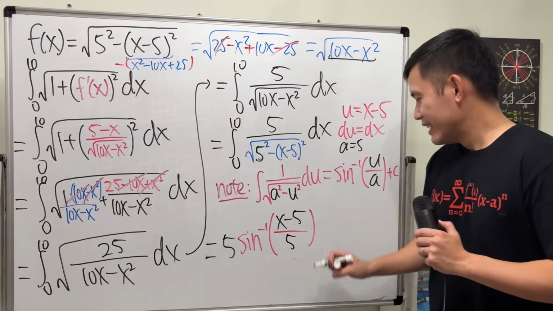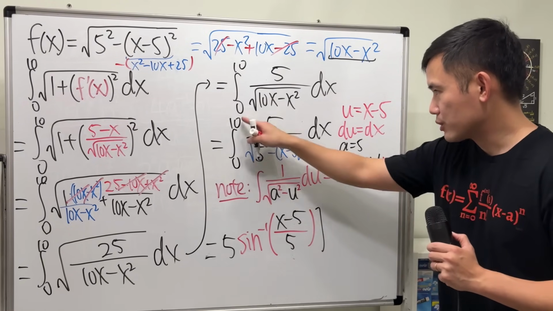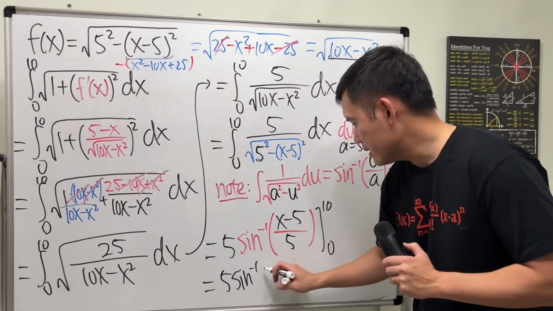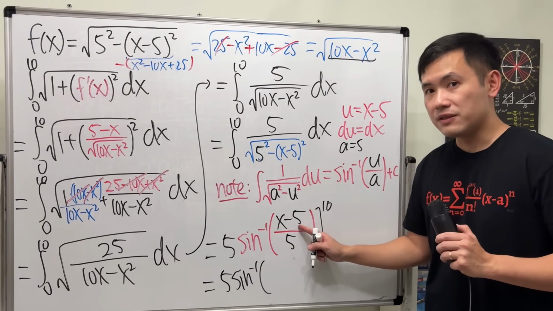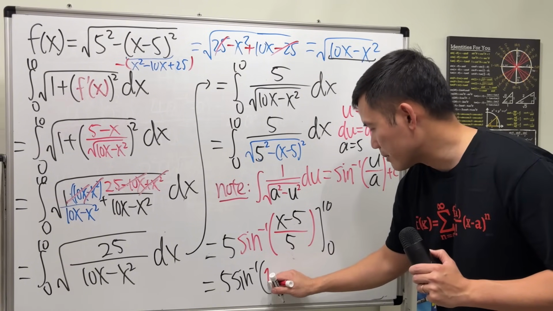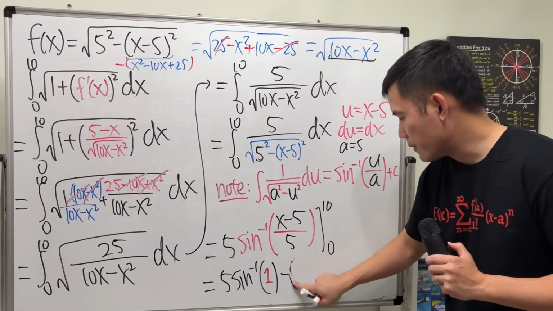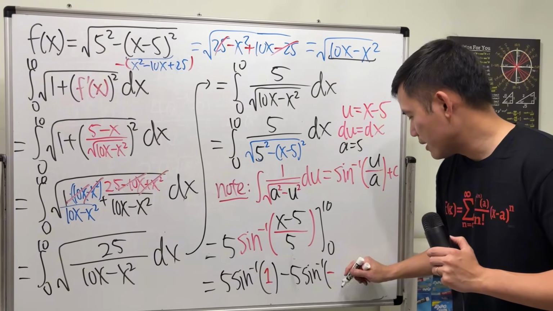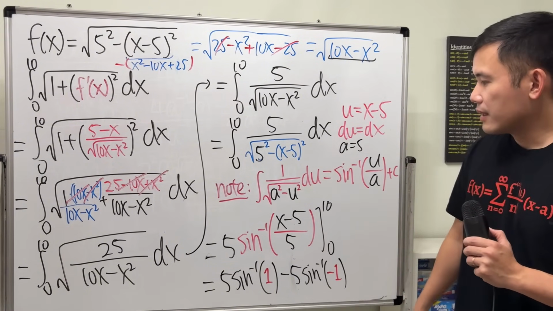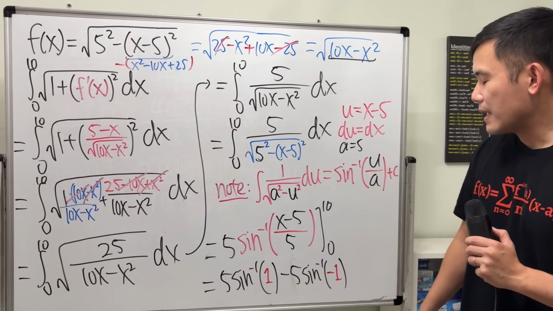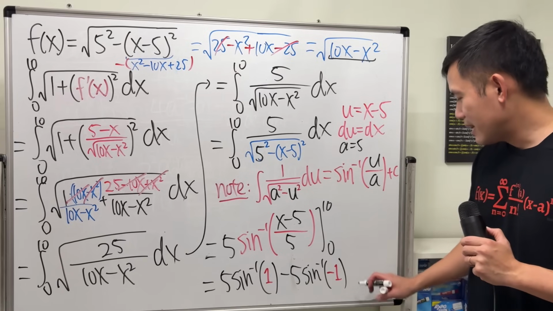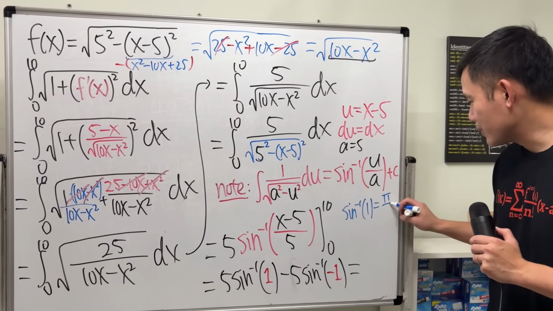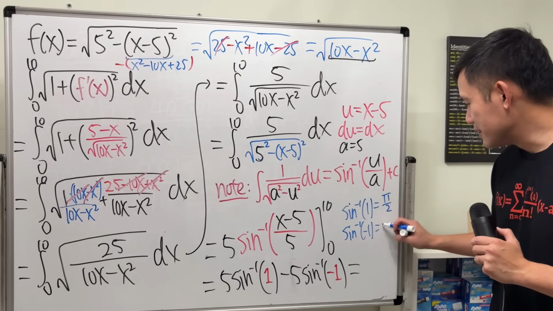Whew. And then let's go ahead and plug in numbers. I'm just going to go from 0 to 10 because I'm still in the x world. Okay, 5 inverse sine. When you plug in 10 in here, 10 minus 5 is 5. Over 5, we have 1. So this right here becomes 1. Minus, plugging 0 into here, we still have the 5 inverse sine, and that will give us negative 1 once we plug in 0. I don't have enough space, but anyways, I will maybe just write this down right here real quick. Inverse sine of 1 is positive pi over 2. And then inverse sine of negative 1 is negative pi over 2.